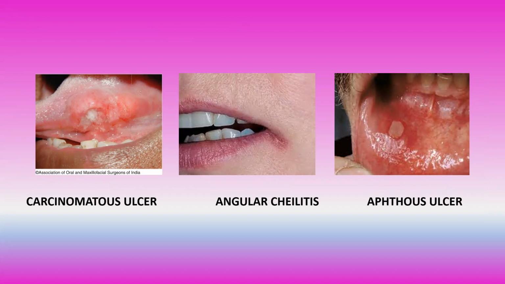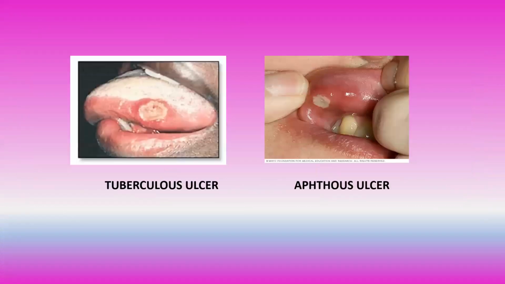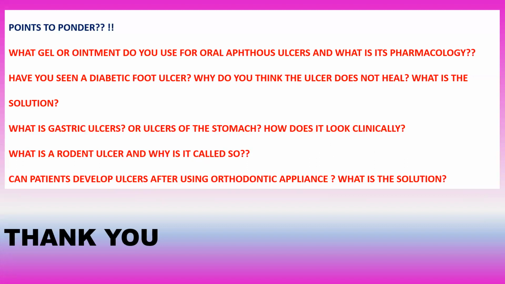We can see angular cheilitis in the commissures of the lips of the patient, and we can see a perfect recurrent aphthous ulcer. This is a tuberculous ulcer, and this is again an example of recurrent aphthous stomatitis.